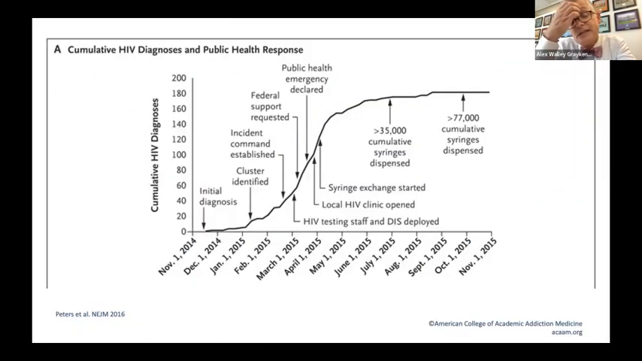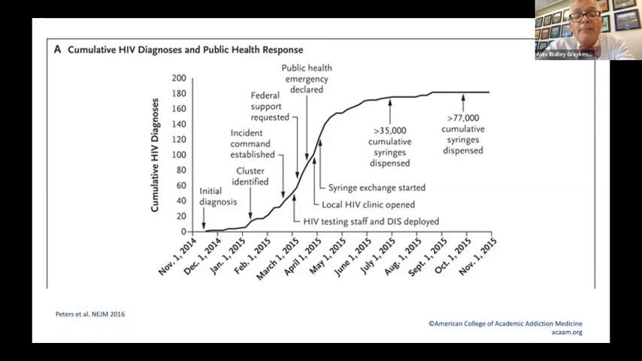Here you can see the data of cumulative HIV diagnosis in this community over a one-year period, where you went from initial diagnosis to a cluster identified, a public health incident command was established. They started doing more widely HIV testing. They requested federal support. They had a public health emergency declared.